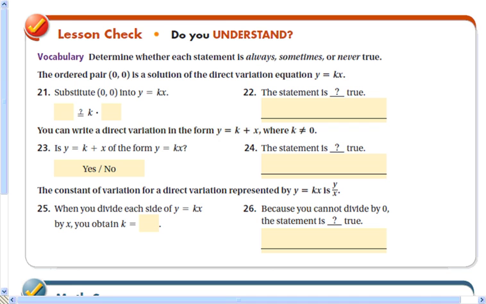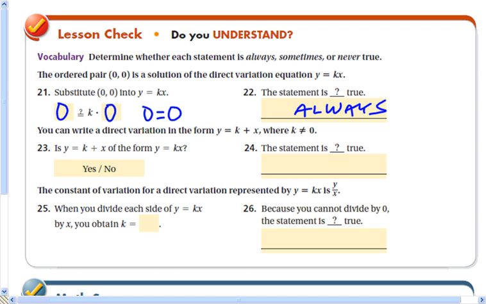All right, the lesson check. See if you understand what's going on. The ordered pair (0, 0) is always a solution of a direct variation equation. I believe that is true. And we can prove that just by substituting 0 for y and 0 for x and showing that 0 is equal to 0. So that statement is always true.